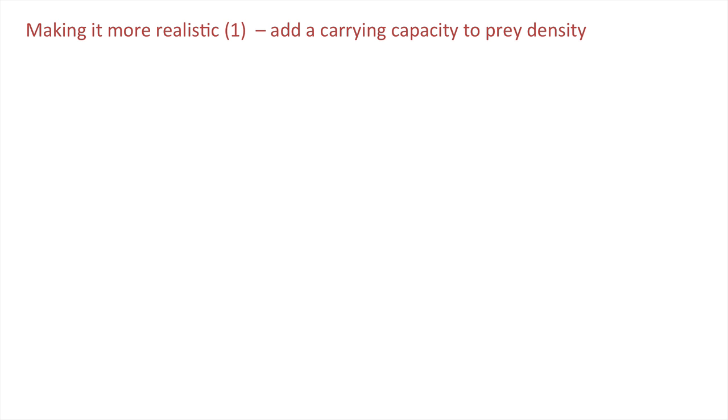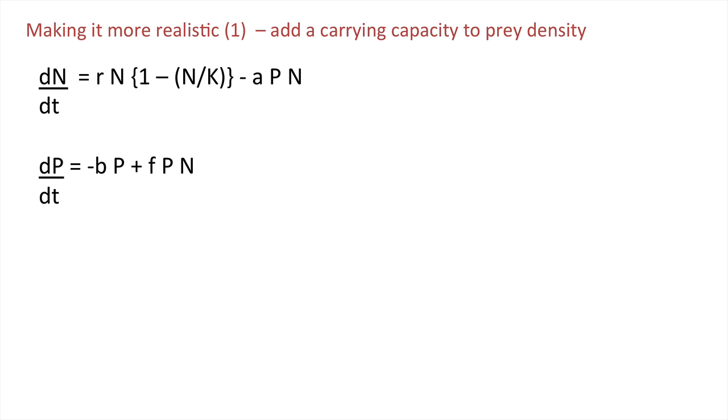How can we make that model more realistic? Well, there are many things we could do to make it more realistic, and perhaps one way is to consider that prey would not continue to increase indefinitely in the absence of a predator, but may rise to something of a carrying capacity, rather like we had in the simple logistic equation here. So that's the only change I've made there.